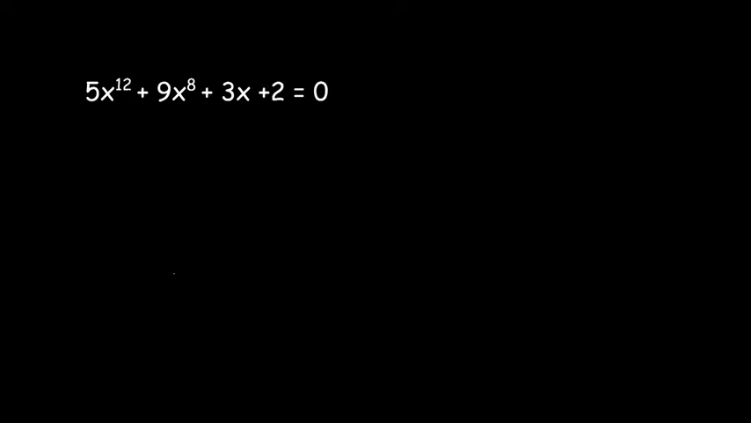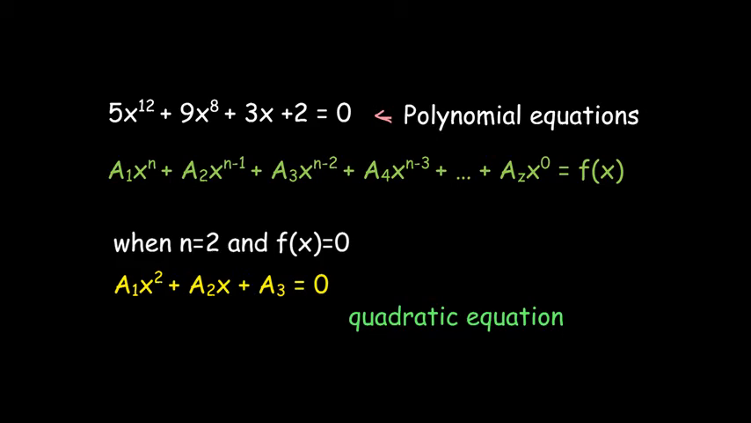So if you like watching movies, you might have often noticed that the smart guy writes thousands of equations on a board, and some of those equations look somewhat like this. Now let's see what these equations are. These fancy looking equations have a special name and they're known as polynomial equations.